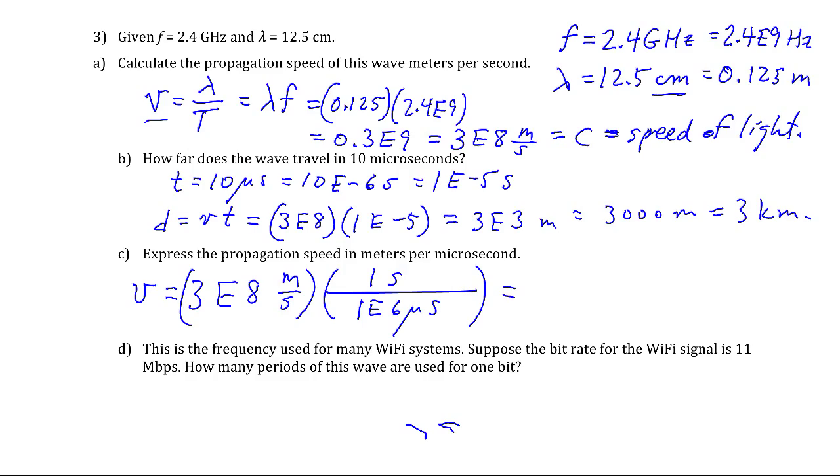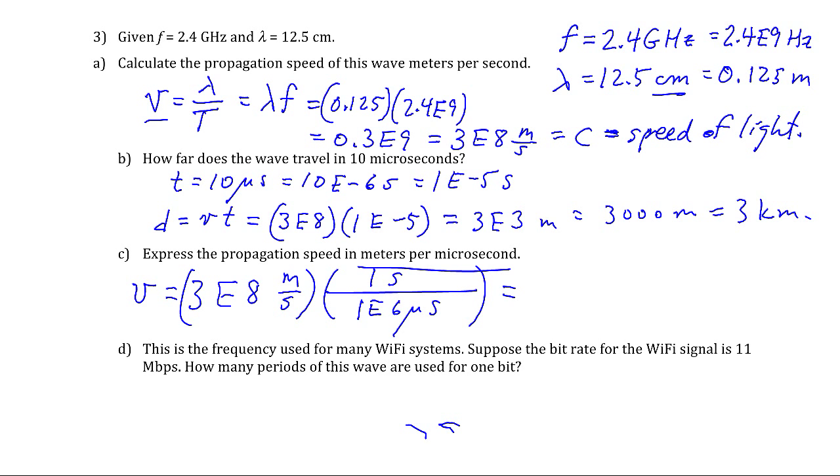Okay, I can multiply any number by 1, and this is 1. 1 second really is equal to 1,000,000 microseconds. And when I do this, the units of seconds cancel out, and I get meters in the numerator, microseconds in the denominator, and I have meters per microsecond.